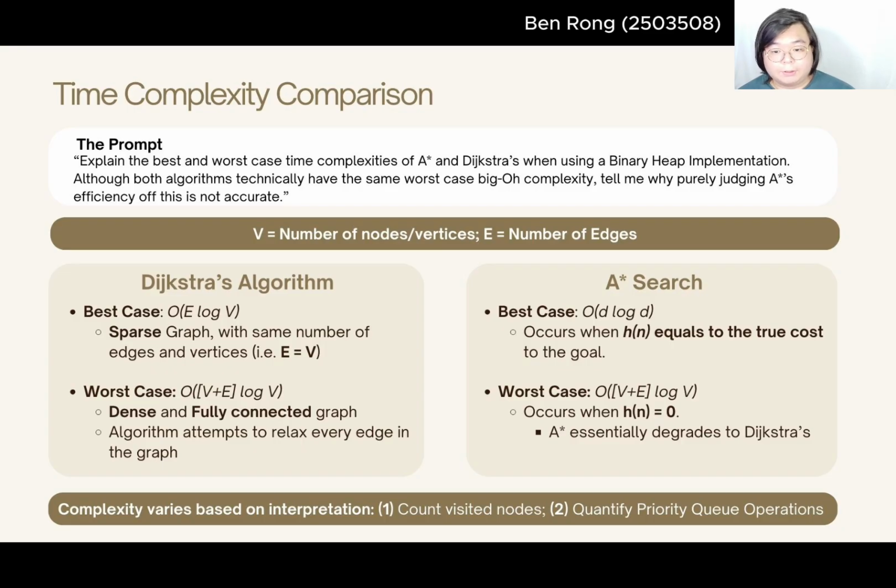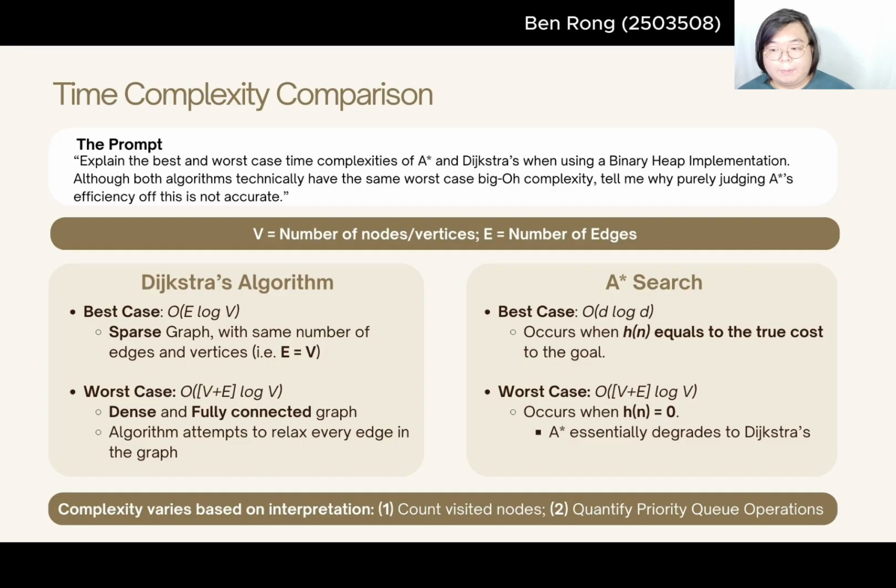For Dijkstra's algorithm, the best case is where it's a sparse graph, where E, the number of edges, equals the number of vertices V, and it gives us O(E log V). The worst case is when it's a dense and fully connected graph, which gives us O((V + E) log V).